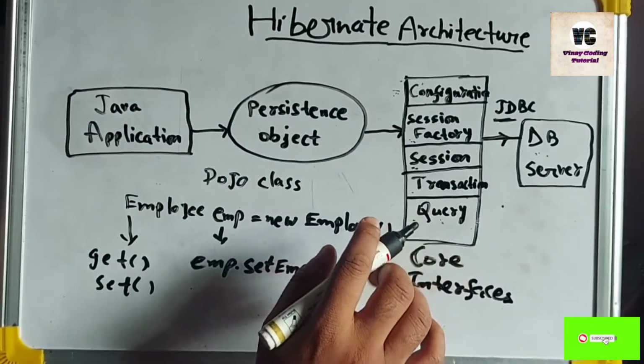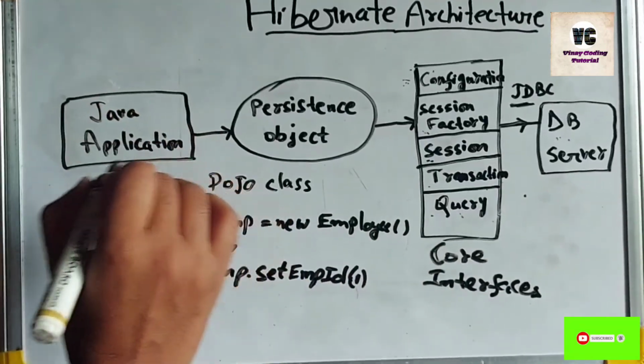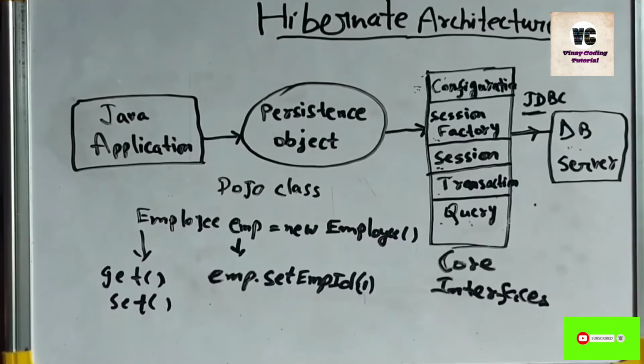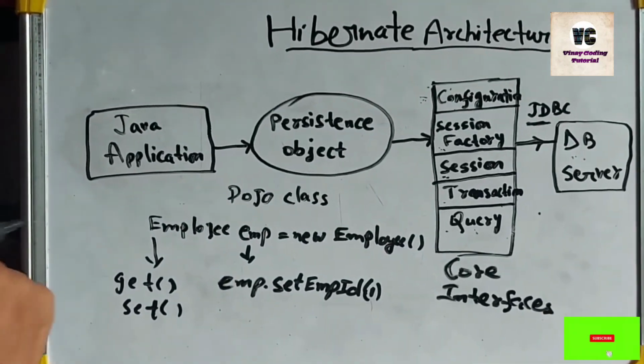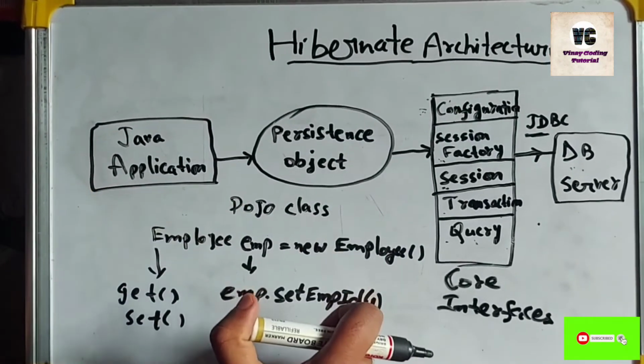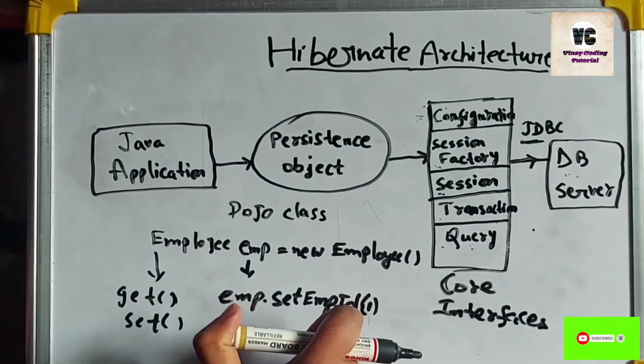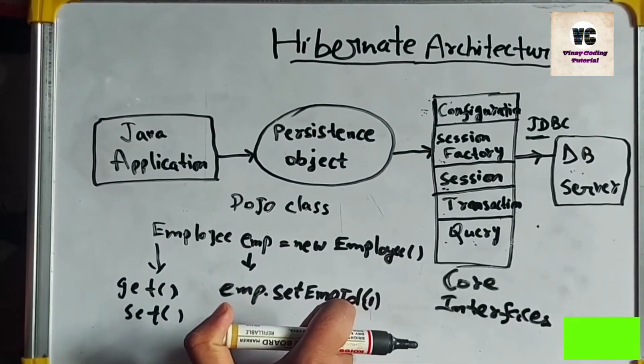So the first state is the transient state, when we create the object for the POJO class. Then it will be stored in the persistence state.